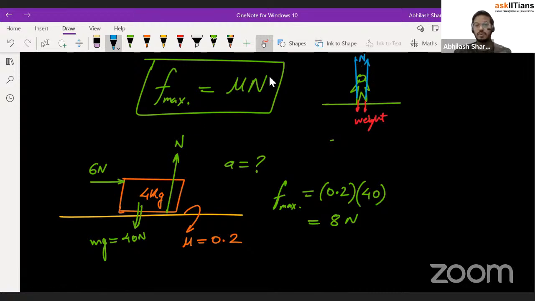That's what happened with this block. The normal is equal to its weight. Its weight was 40.